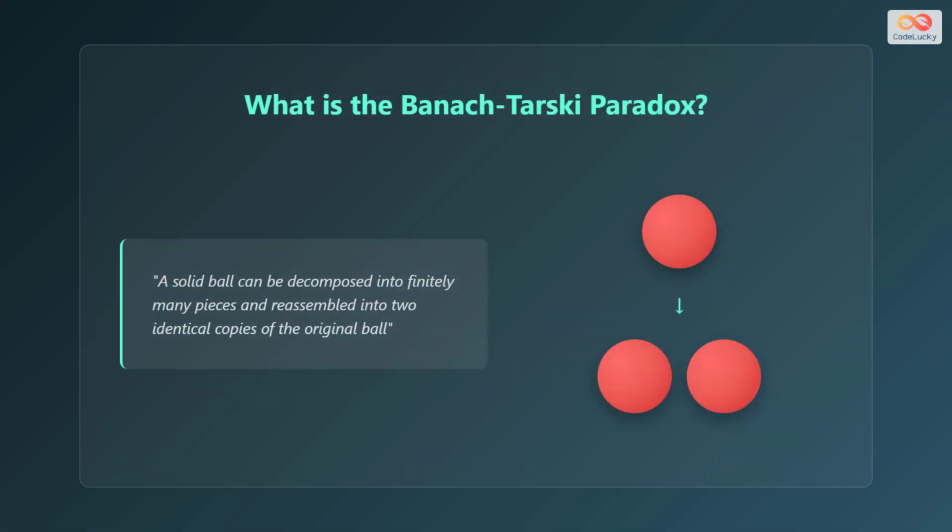So, what exactly is the Banach-Tarski Paradox? It states that a solid ball can be divided into a finite number of pieces, and, through rotations and translations, reassembled into two identical copies of the original ball. In simpler words, you can take one sphere, cut it into pieces, and put those pieces back together to make two spheres of the same size.